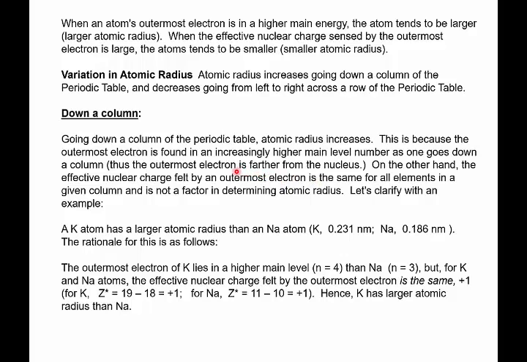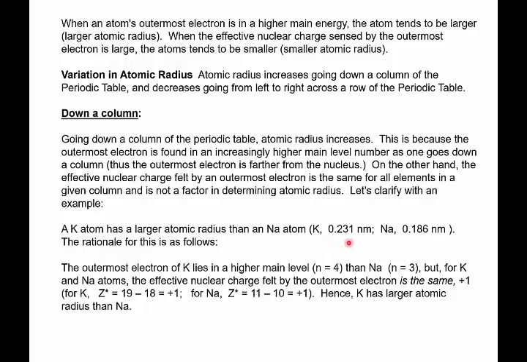And thus the outermost electron is farther from the nucleus. On the other hand, the effective nuclear charge felt by an outermost electron is basically the same for all elements in a given column, and is not a factor in determining atomic radius. Let's illustrate with an example. A potassium atom has a larger atomic radius than a sodium atom. Potassium lies right below sodium. Both elements are in column 1.